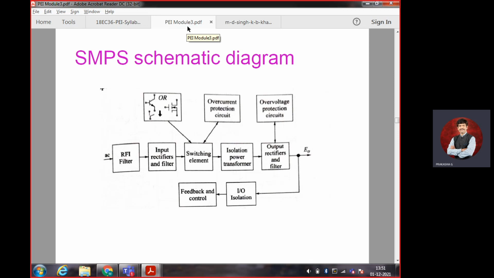The isolation power transformer is going to transform the power wherever you have to give it, for the different types of power that are required. Similarly, we are going to have one more device. The functionality of this one is to protect from over voltage.